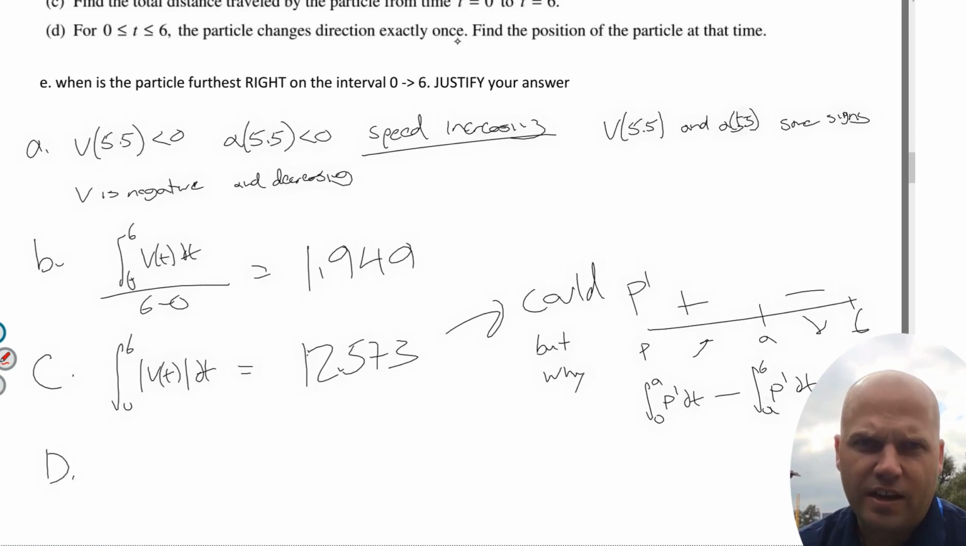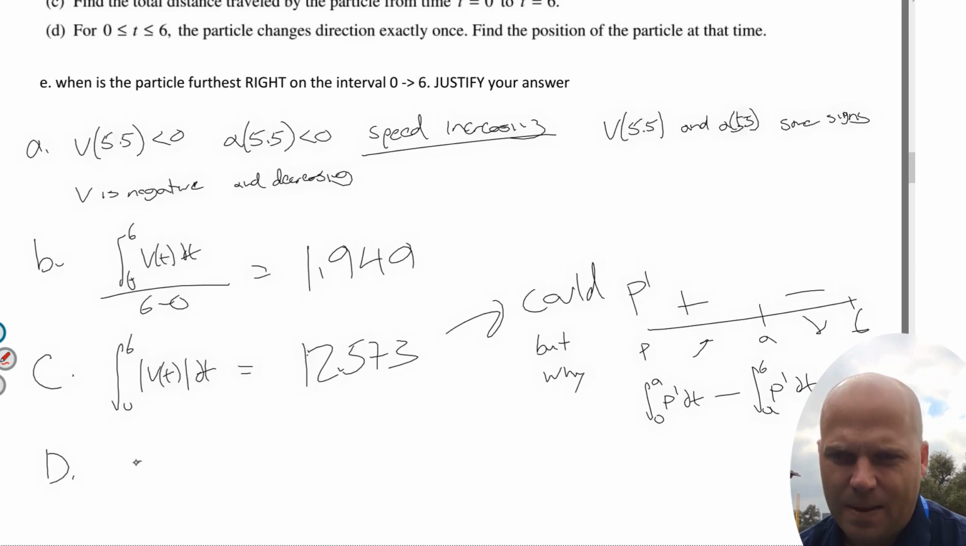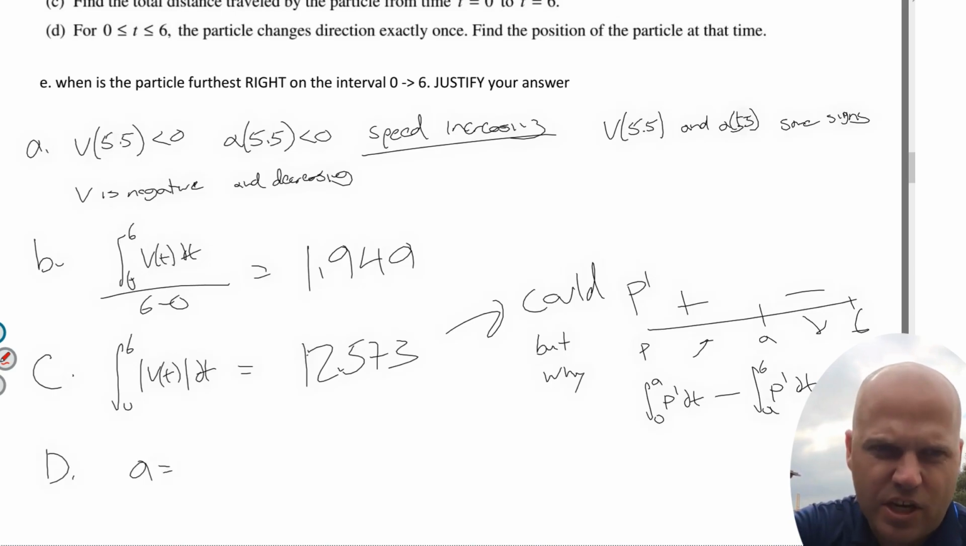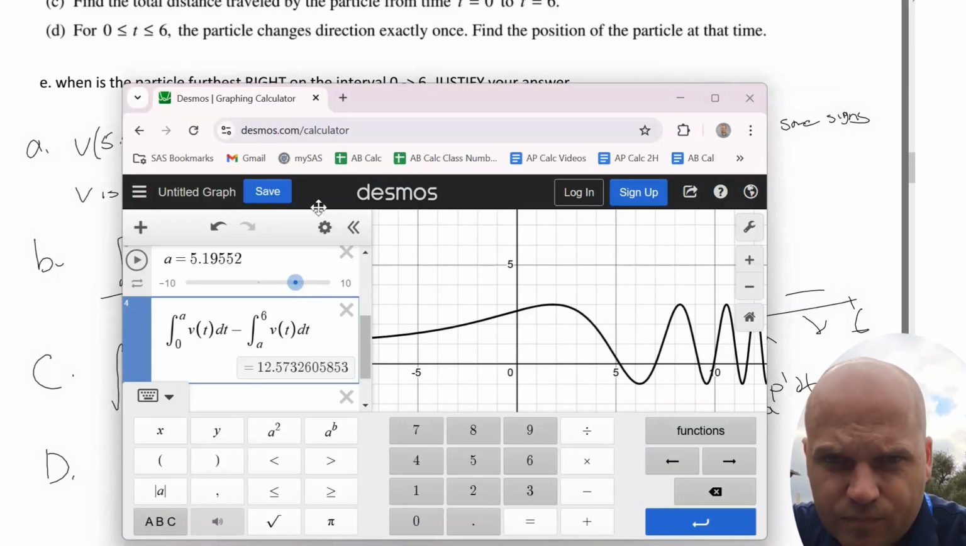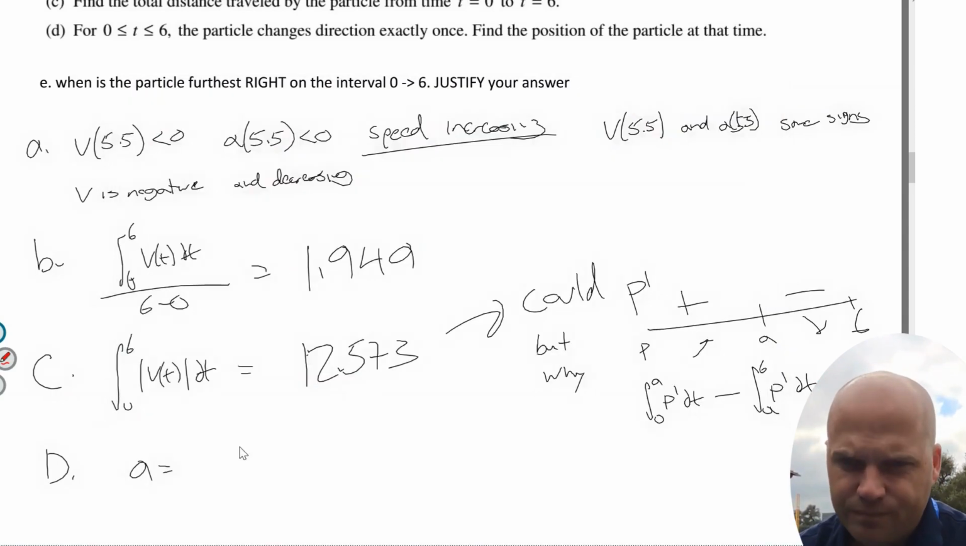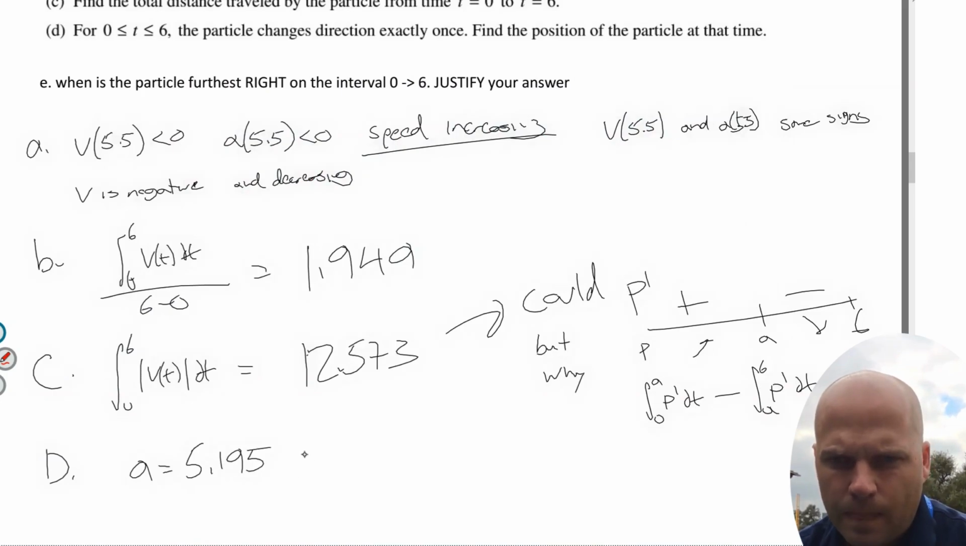Particle changes direction exactly once. Find the position of the particle at that time. A equals that time when we change direction. Now, you probably need to justify this answer. You'd say A equals 5.195. You could say P prime changes signs, or you could say V changes signs.